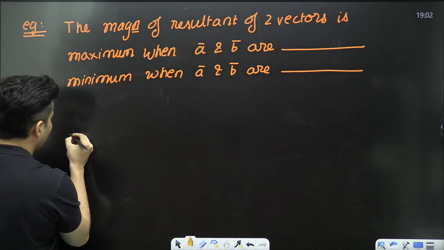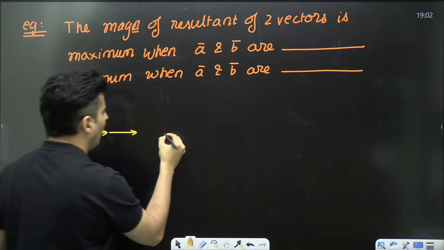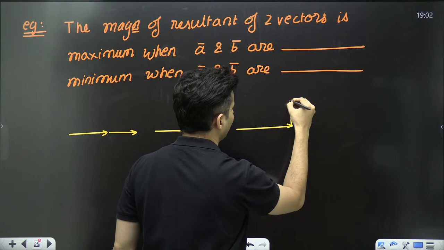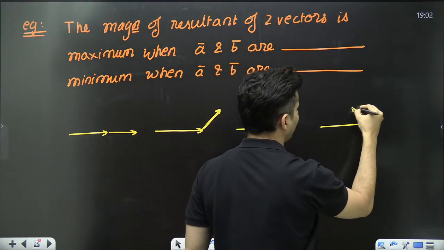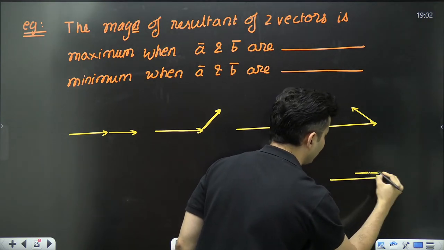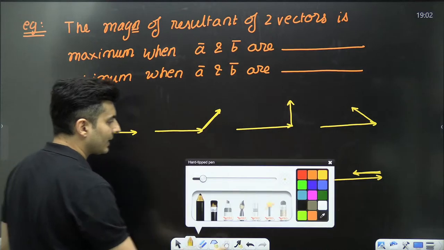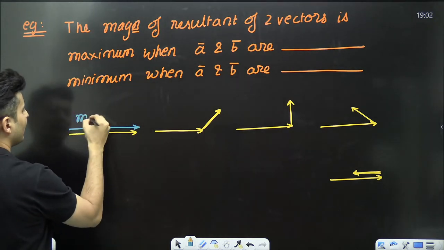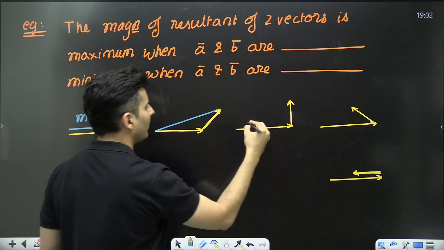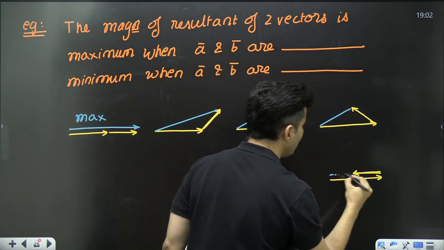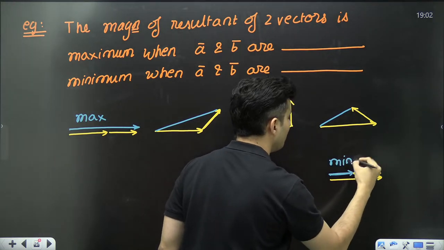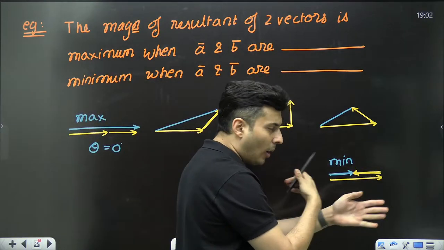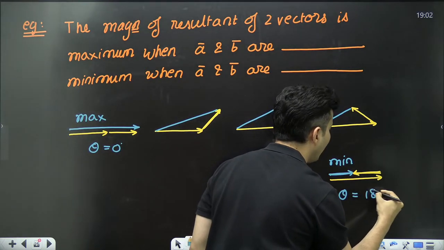Maximum. So if you take one vector here and the other vector here, or this vector here and this vector here, or one vector here and the other vector back like this, I feel that the resultant will be maximum in this particular case. This is the max value of the resultant, because here the resultant will become smaller. Here it will become even smaller. Here it will be the least. In fact, this is the minimum value. So here the angle between them is 0 degrees. Here this vector and this vector are opposite to each other, so the angle is 180 degrees.